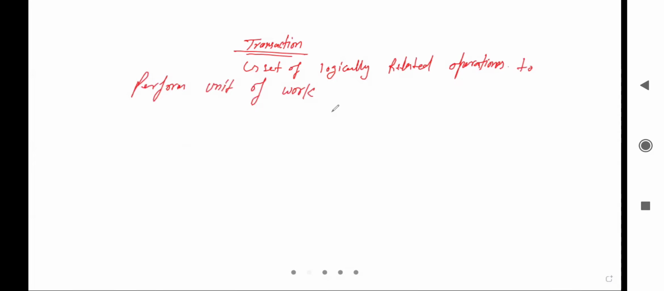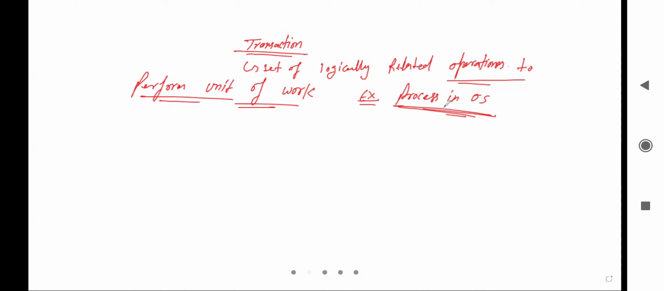So, such as a process in an operating system. Example, process in operating system. So a process is also a unit of work, right? So here a transaction we can say is a set of logically related operations to perform the unit of work, right? And an example is a process. A process in an operating system is behaving like a transaction, right?